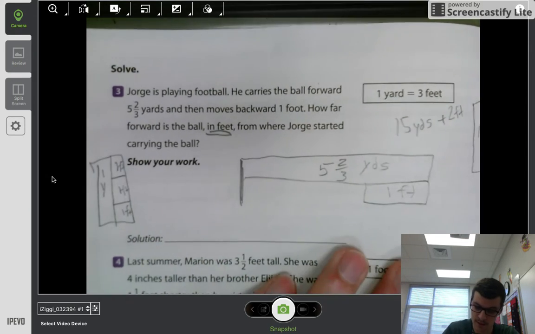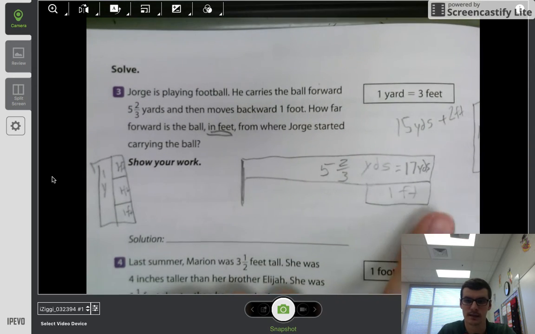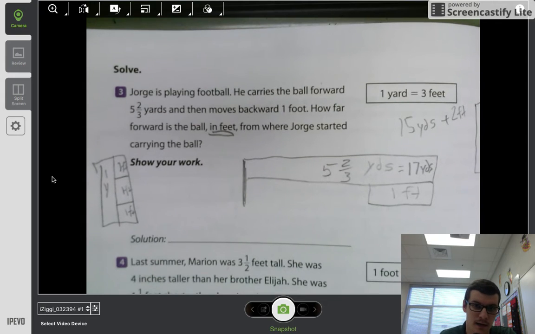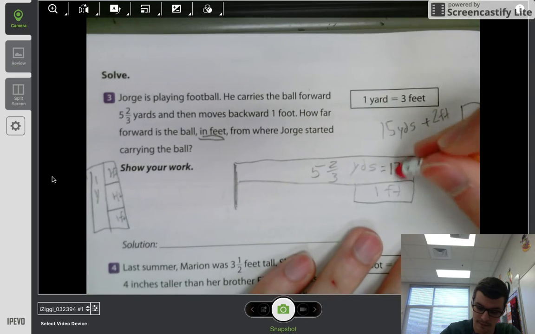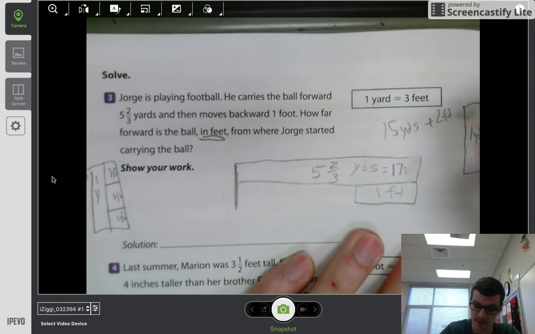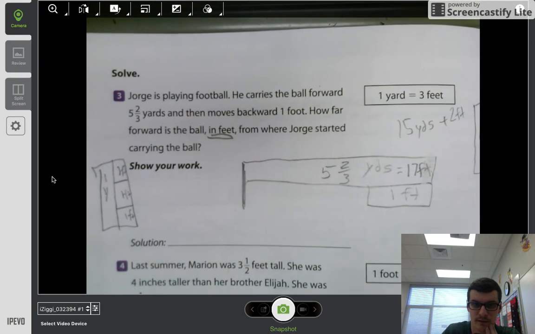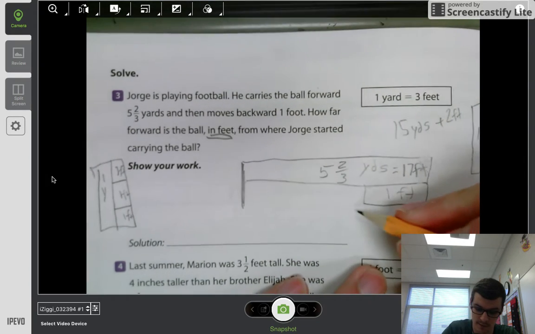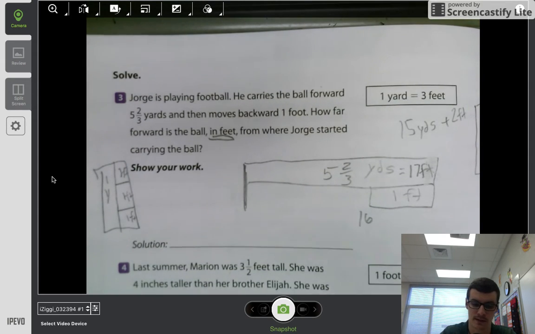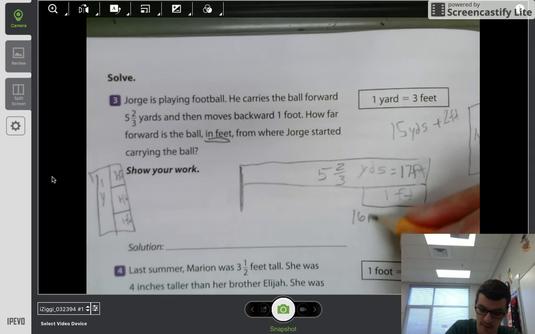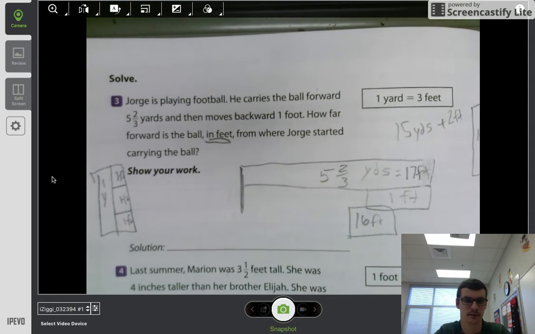So this would be 17 yards. Not 17 yards, sorry. It's too early to be making videos. 17 feet. He went back 1 foot. So that would be 16 feet to right here. And the question says, how far forward is the ball in feet from where he started carrying the ball? If here's a line of scrimmage, then the ball is going to be 16 feet forward from where he started.